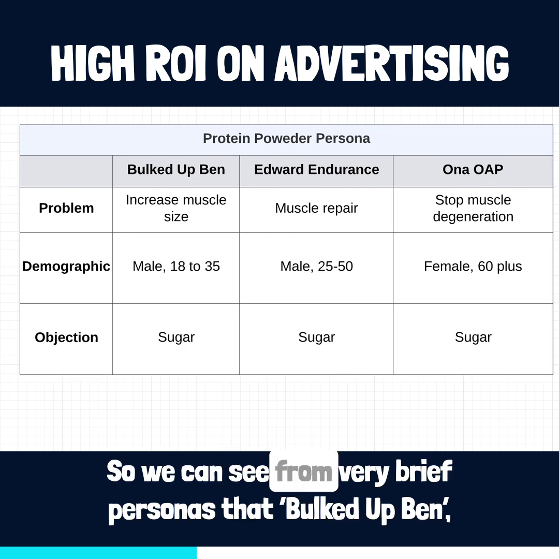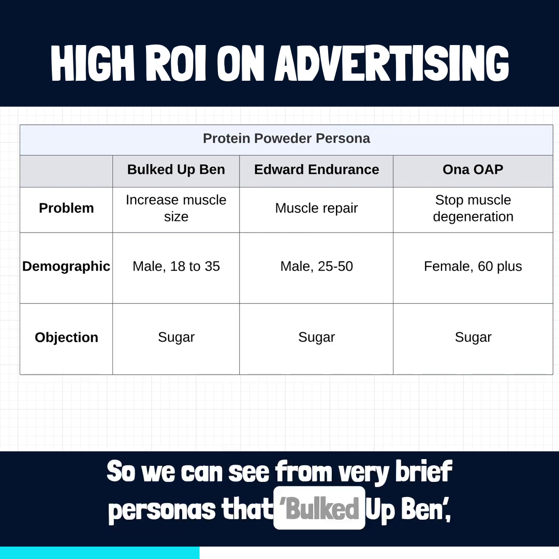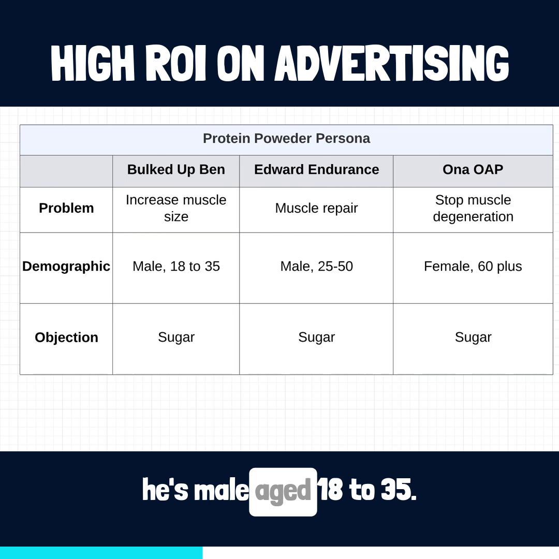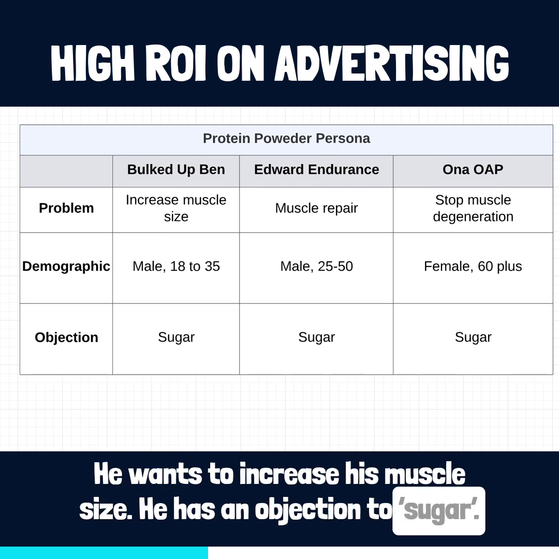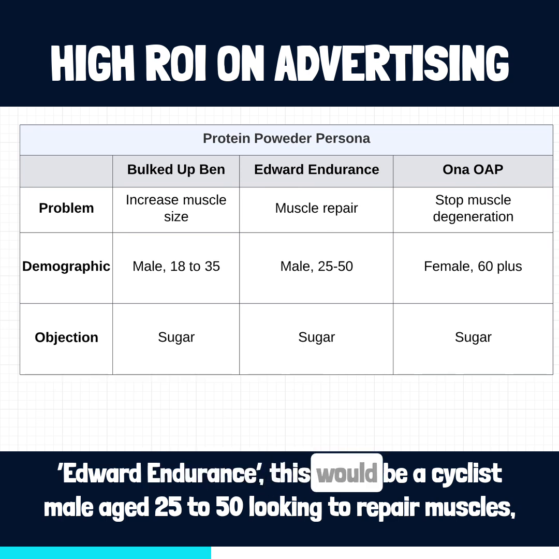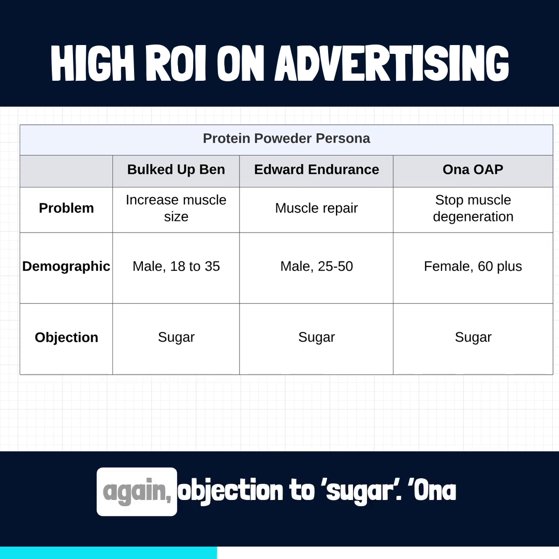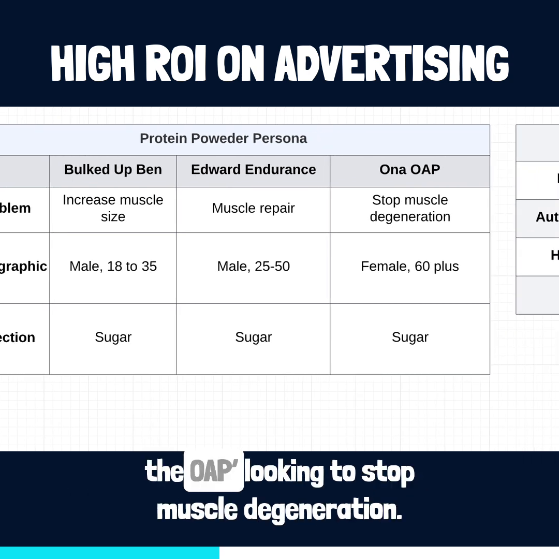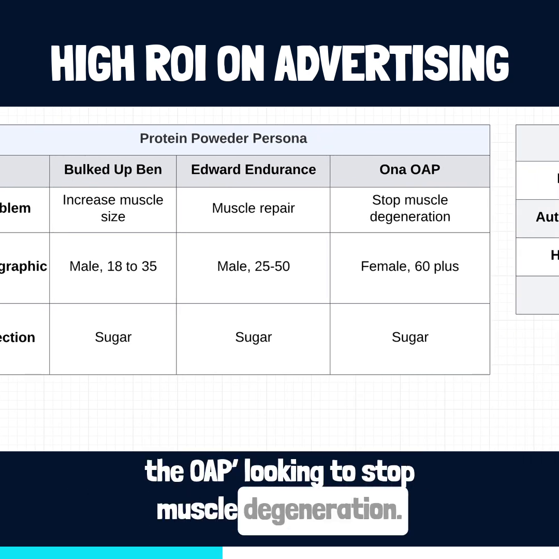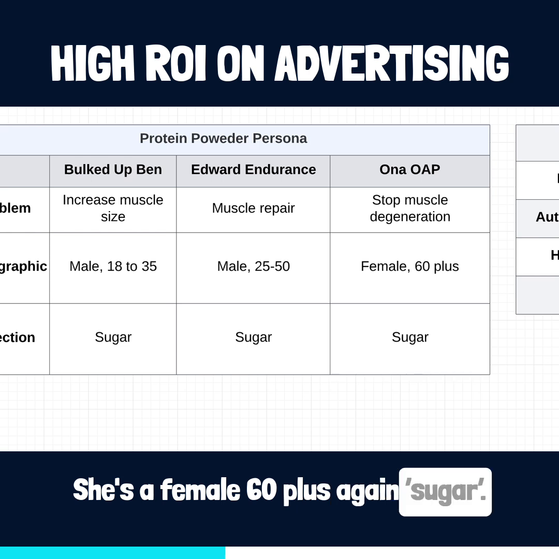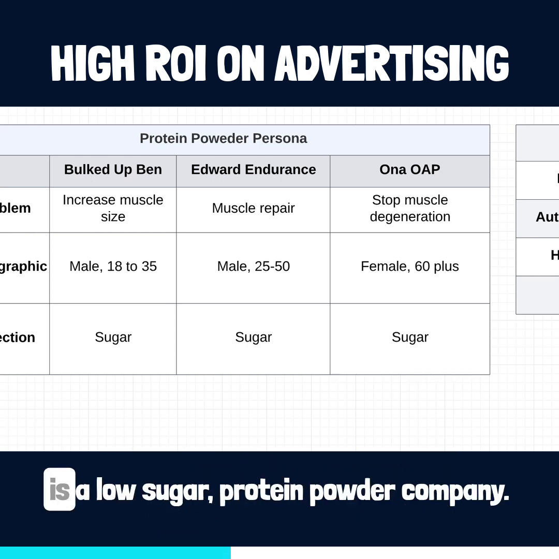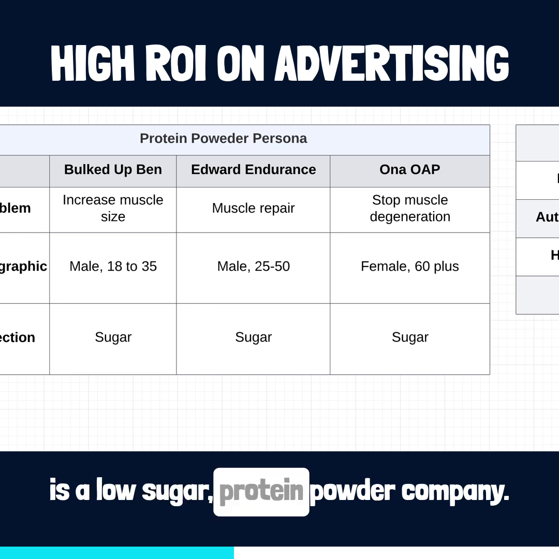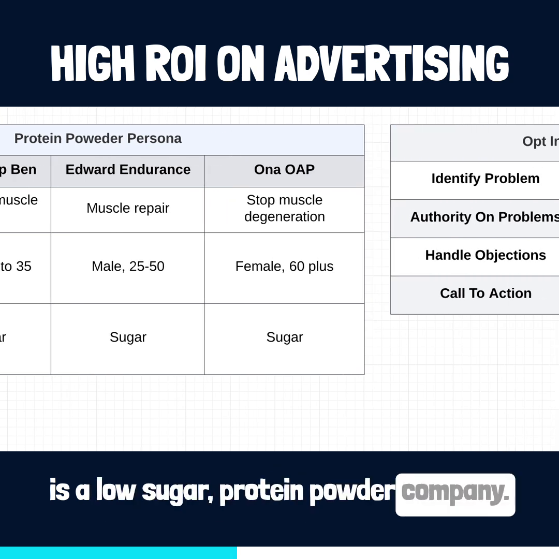So we can see from these very brief personas, we've got Bulked Up Ben, and he's male aged 18 to 35. He wants to increase his muscle size, and he has an objection: sugar. Edward Endurance, this would be a cyclist, male aged 25 to 50, looking to repair muscles, again objection sugar. Owner the OAP, looking to stop muscle degeneration. She's a female 60 plus, again sugar. So this would be for a protein powder company that is a low sugar, zero sugar protein powder company.